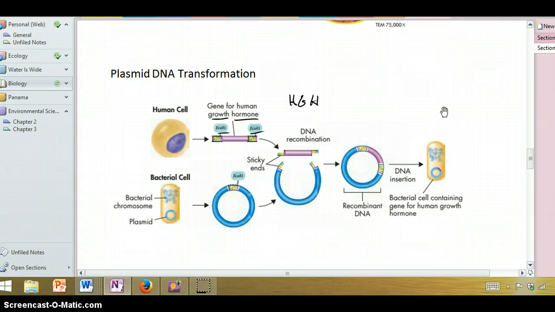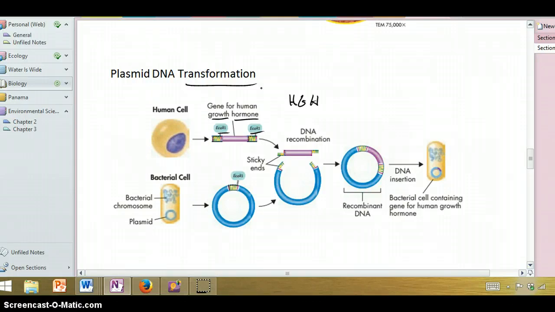We then take a plasmid from a bacterium, say E. coli. We expose it to EcoR1, so it cuts the plasmid. The sticky ends from our human gene and our plasmid will match, and we can splice it in. We now have a plasmid that has this human gene in it, HGH. Through the process of what's called transformation, we can get a bacterial cell to take in that plasmid.